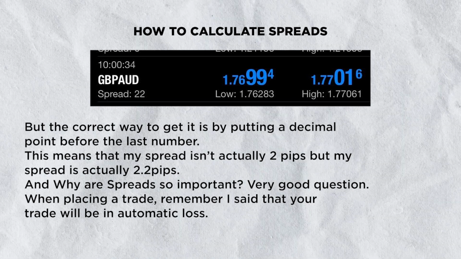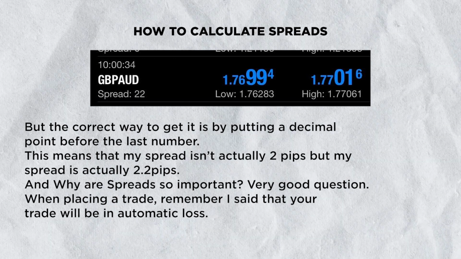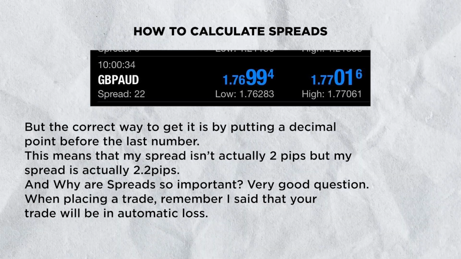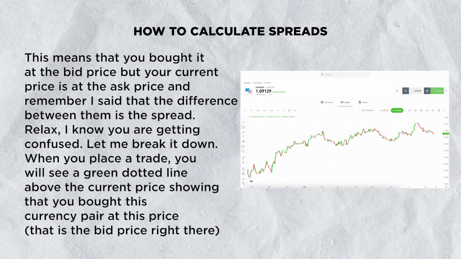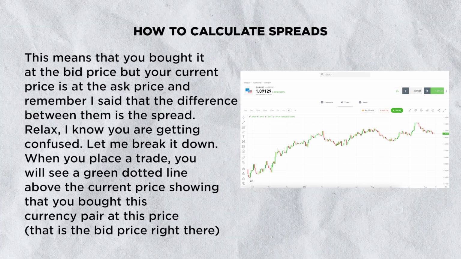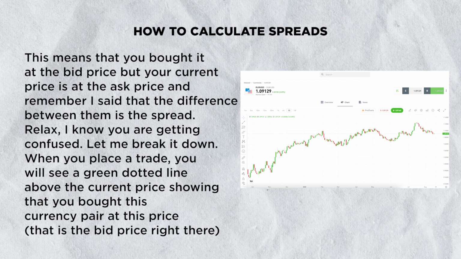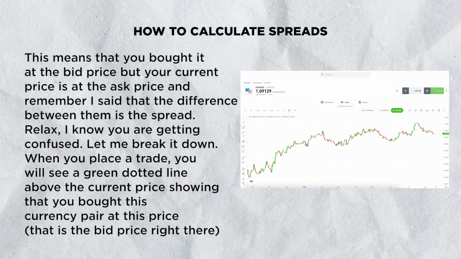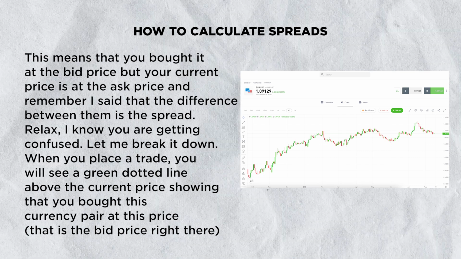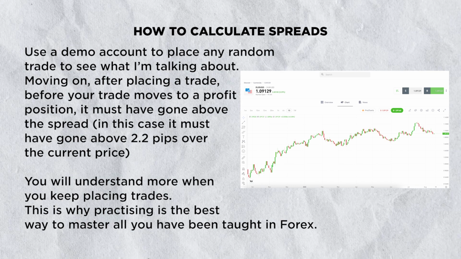And why are spreads so important? Very good question. When placing a trade, remember, I said that your trade will be in automatic loss. This means that you bought it at the bid price, but your current price is at the ask price, and remember I said that the difference between them is the spread. Relax. I know you are getting confused. Let me break it down. When you place a trade, you will see a green dotted line above the current price showing that you bought this currency pair at this price. That is the bid price right there. Use a demo account to place any random trade to see what I'm talking about.